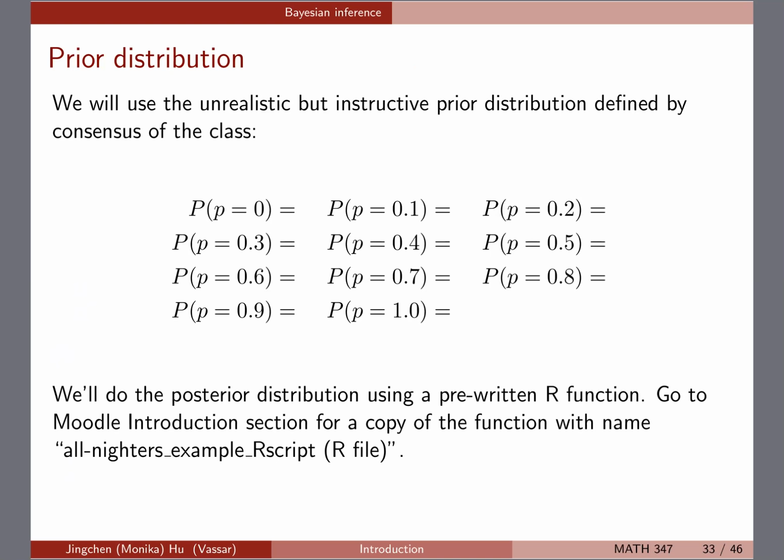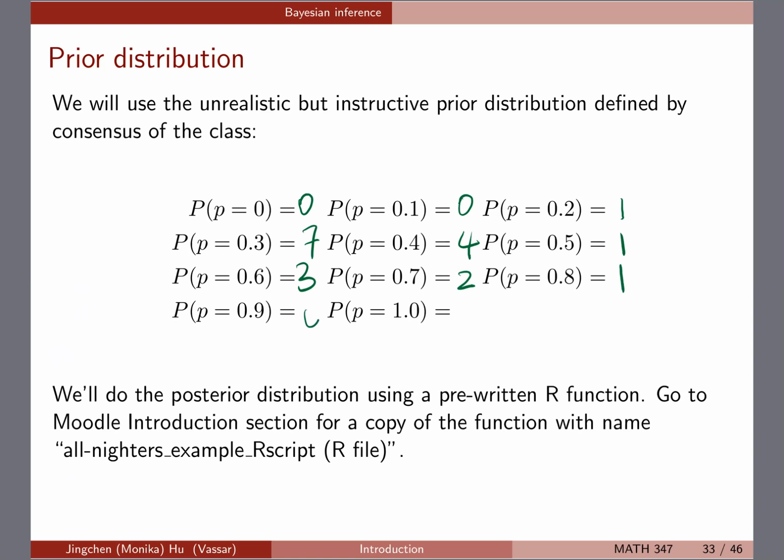I will call for who thinks P should be 0. Okay, 0.1. Everybody has to make a choice, by the way. 0.2, 1. 0.3, 1, 2, 3, 4, 5, 6, 7. 0.4, 1, 2, 3, 4. Thank you. 0.5, 1. 0.6. 0.7, 2. 0.8, 1. 0.9.